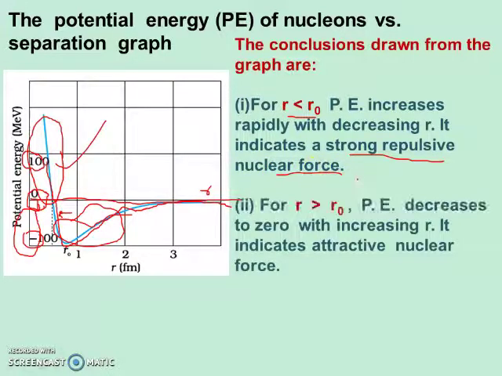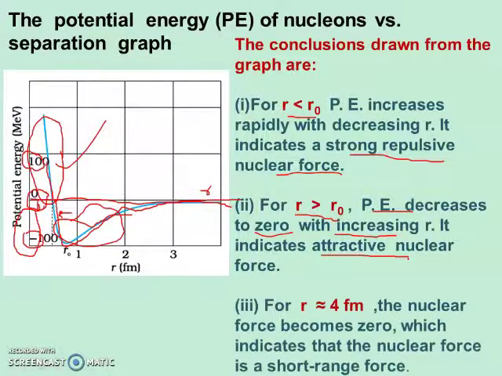But if the distance is greater than the equilibrium distance, the potential energy decreases to zero with increasing R. It indicates that there are attractive nuclear forces. So if R is greater than R0, there is an attractive nuclear force. And if the distance is smaller than the equilibrium distance R0, there is a strong repulsive nuclear force, right?